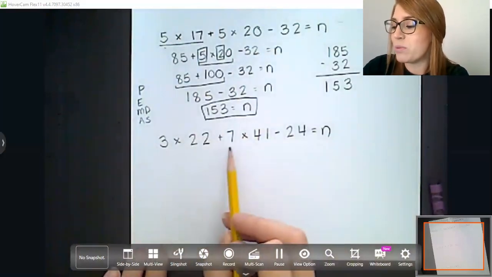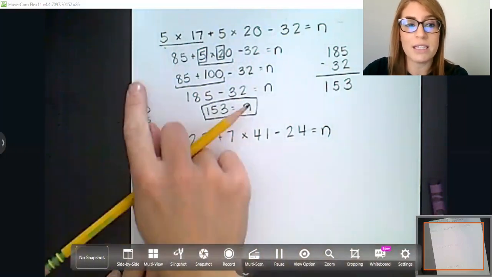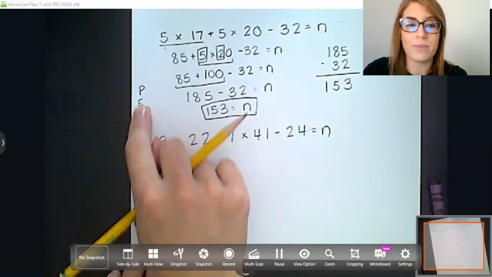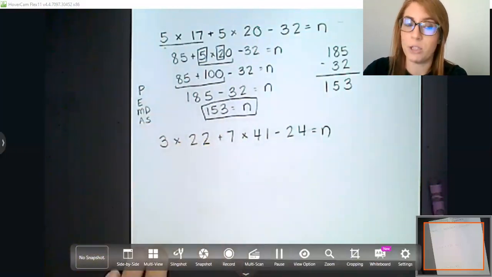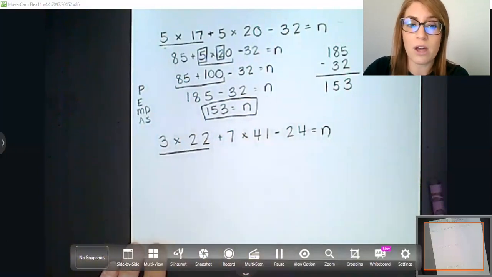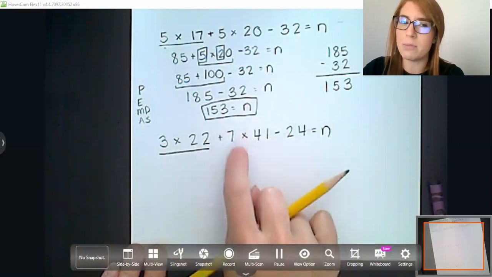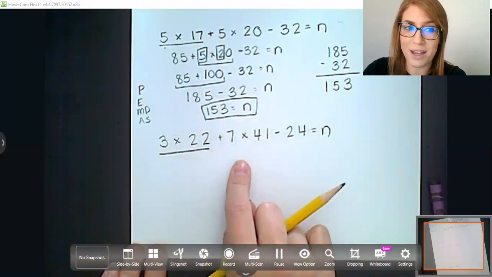3 times 22 plus 7 times 41 minus 24. What do we do first? Any parentheses or exponents? Nope. Multiplication or division? You betcha. Right here, 3 times 22 is what you should have solved first. Now remember, you should have solved this one on your own or at least tried to. So I'm going to be going through this one a little bit quicker, okay?